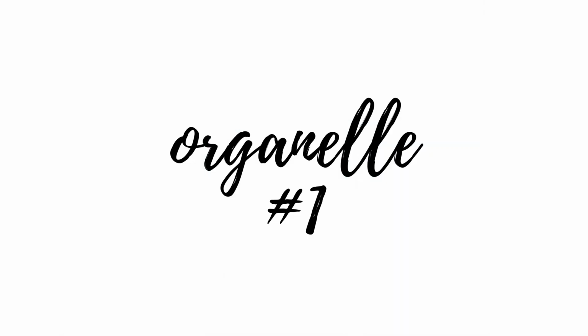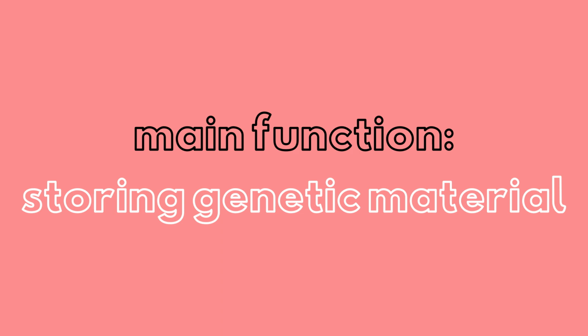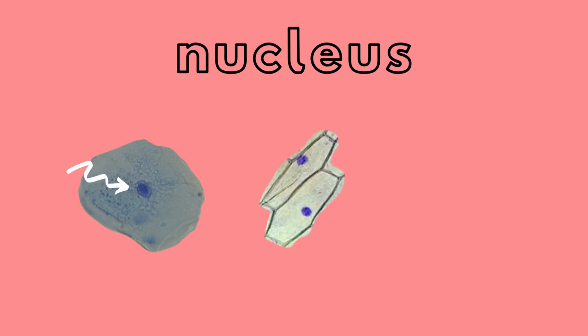The first organelle we'll talk about is the nucleus, since we've mentioned it so many times already, whose main function is to store genetic material. We're starting with the nucleus because it's one of the easiest organelles to identify. This is a human cheek cell, and this is the nucleus. These are onion cells, and these two are the nuclei. Lastly, this is frog blood, and these are also the nuclei.